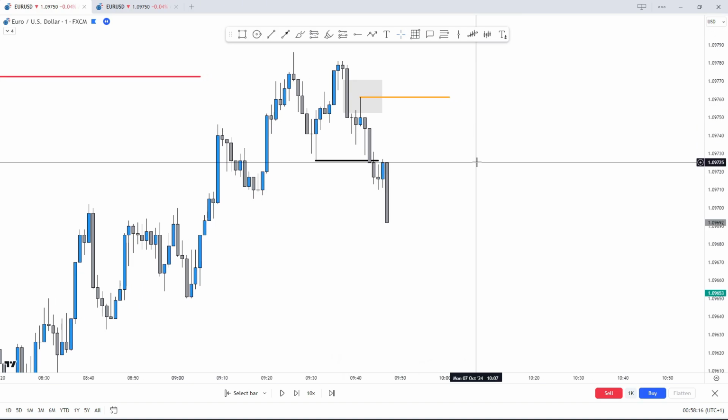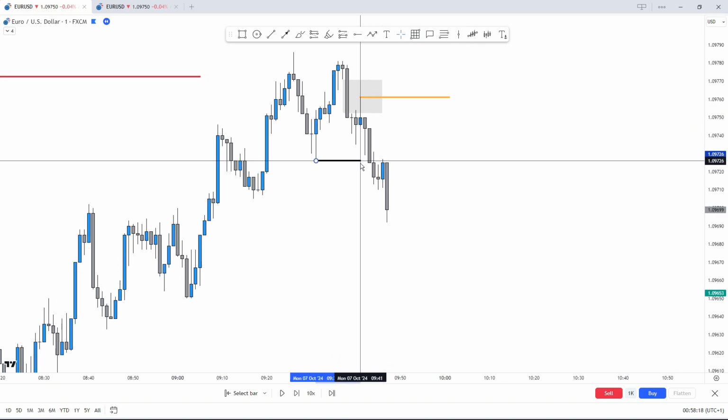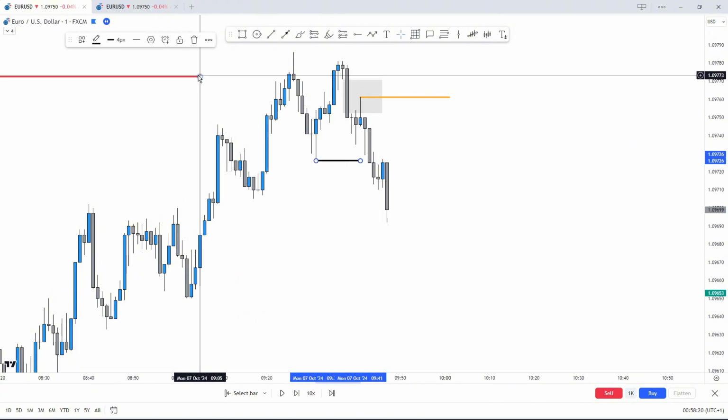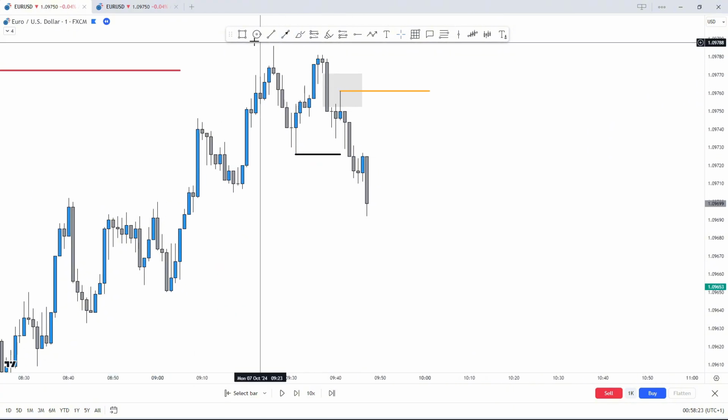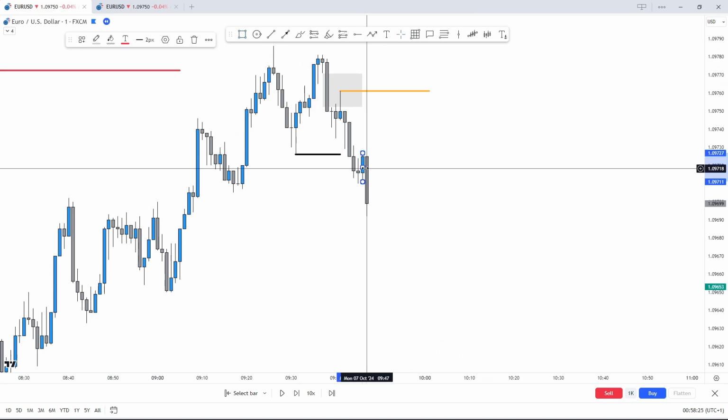Let's try and wait for an entry. Okay, this is our entry. So this is our market structure shift. This is our liquidity sweep, and this is our stop loss for the trade. Our supply zone is here.